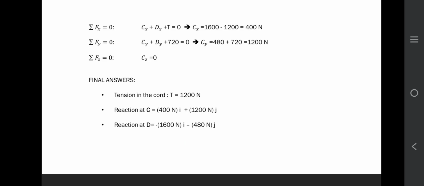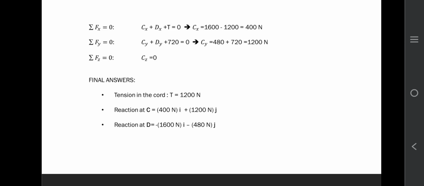y direction, cy plus dy plus 720. 720 is the force acting vertically downward at point A. We know that dy is 480 Newton, so 480 plus 720 equal to 1200 Newton. Since there is no axial thrust, cz equal to 0.